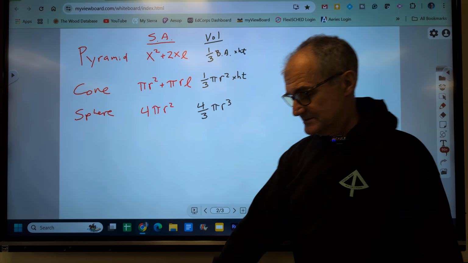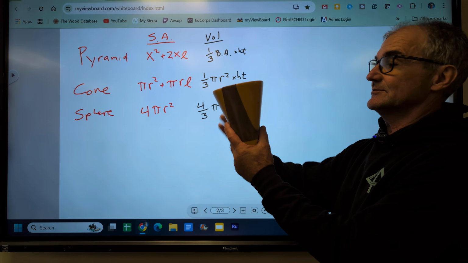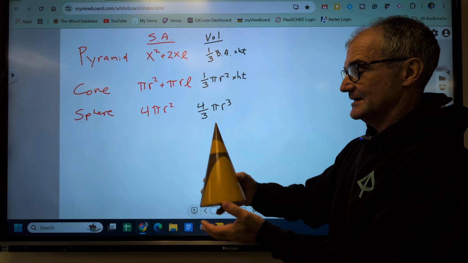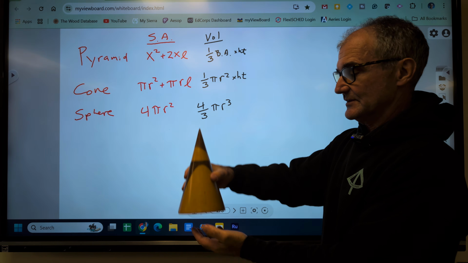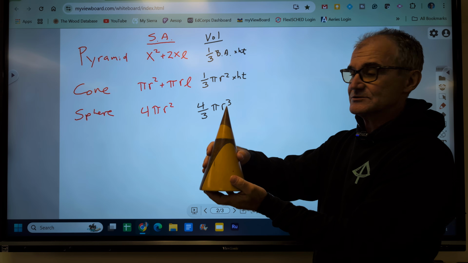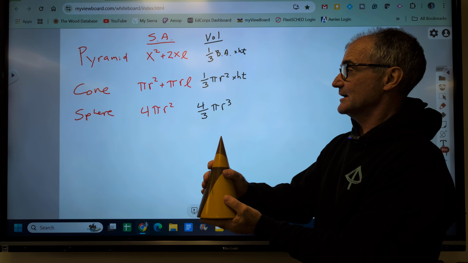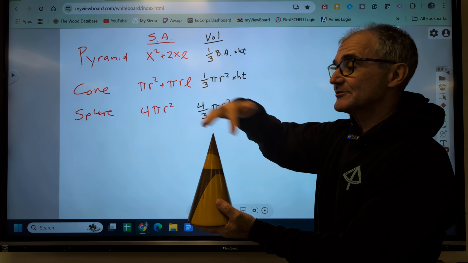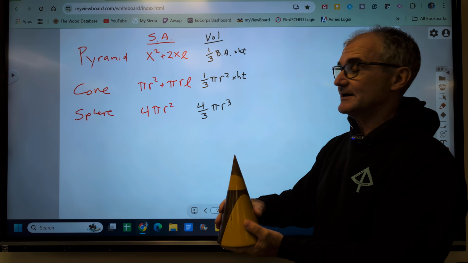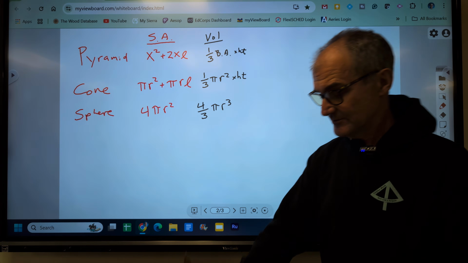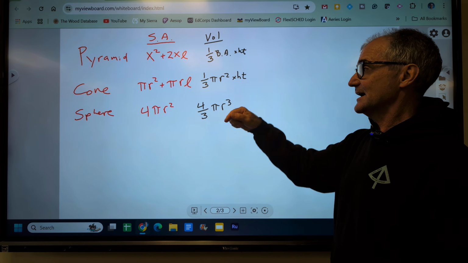In a cone, this cone right here, say we're upside down, either way, still a cone. Again, this is a circular-based cone that's right. Area of a circle is pi r squared. So the surface area of the whole thing is the area of the bottom, pi r squared, plus the lateral surface area, which is pi radius times slant height. And then the volume of a cone is 1/3 pi r squared times the height.